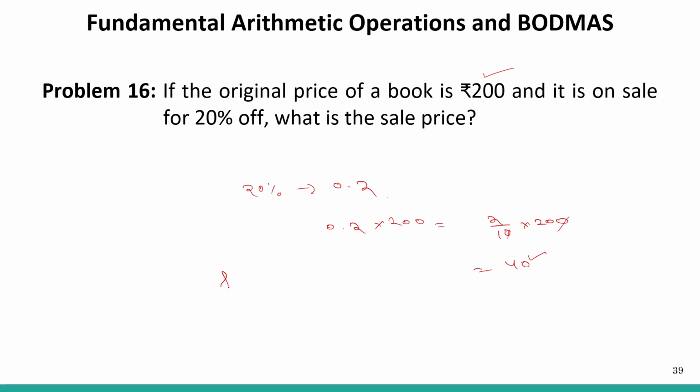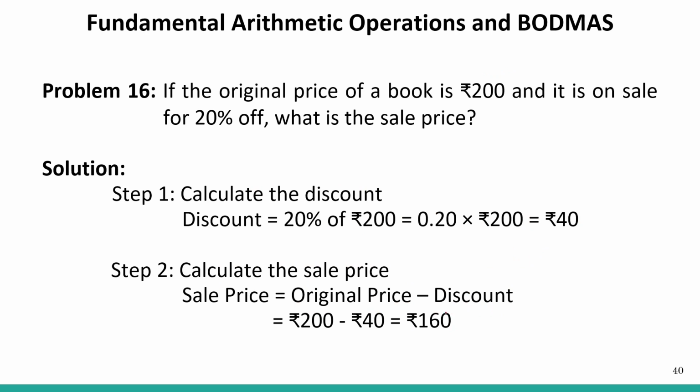So the final price is equal to book price minus discount. That is equal to 200 minus 40 is equal to 160. So 160 is the answer. Original price minus discount is equal to sale price, 160. 20% of 200 is equal to 0.20 into 200, that is 40. Okay. So we have the final answer.